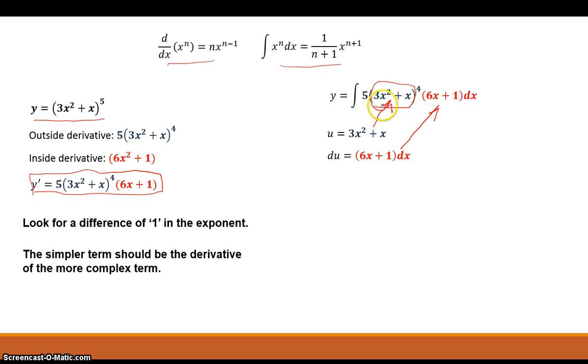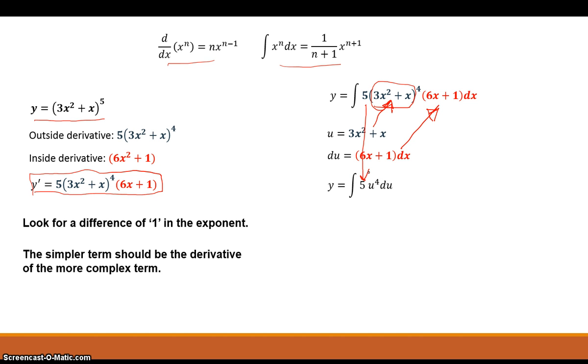So what we can do from here is go ahead and say, okay, let's just substitute this right in. We have a clean substitution for both terms. So we end up with y is equal to the integral of 5 times u to the fourth du. 5 is a constant, it didn't really get affected by our substitution. So this is a lot easier to integrate than that original term.